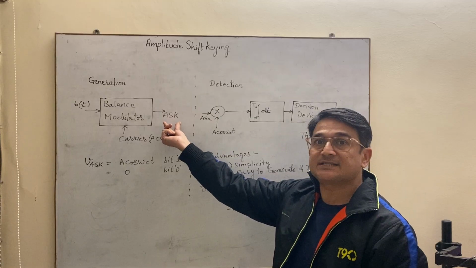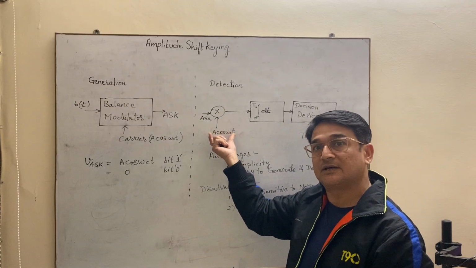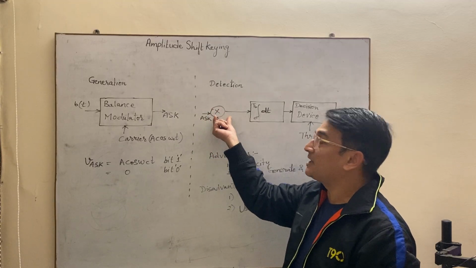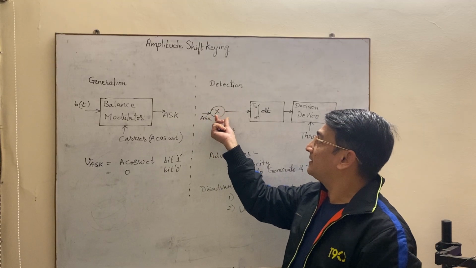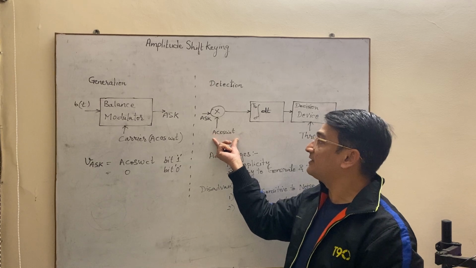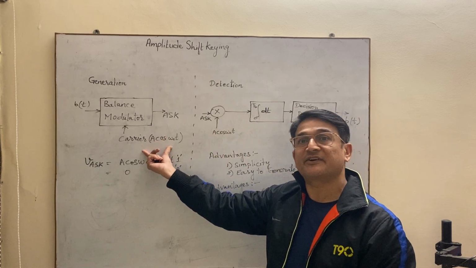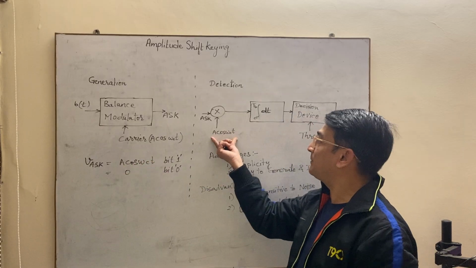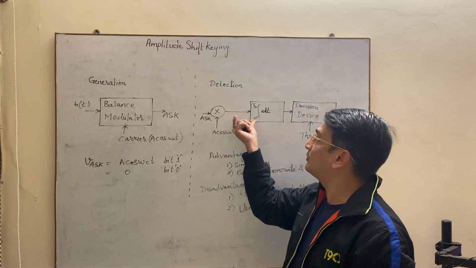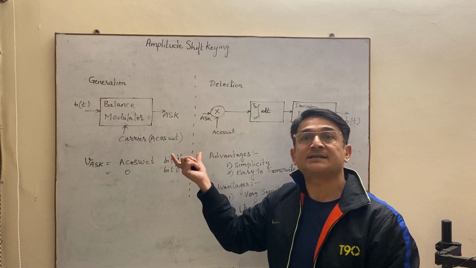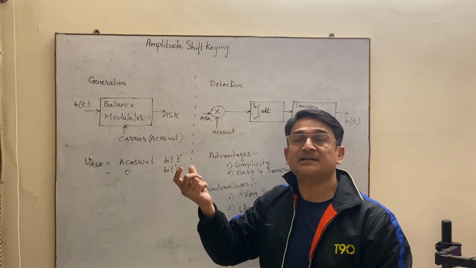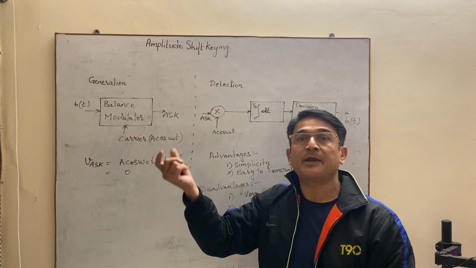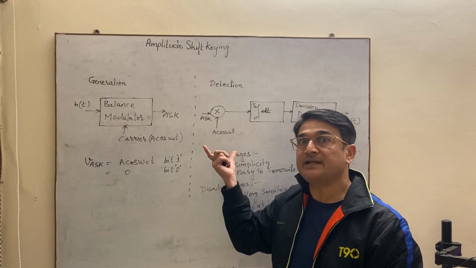When this ASK signal is transmitted towards the receiver, the receiver first receives this ASK signal, which is given to a multiplier circuit, and at the second input of that multiplier you give the same carrier which you used at the transmitting end. So this ASK signal, A cos omega Ct, will be multiplied with A cos omega Ct, which gives the output A cos square omega Ct. Then A cos square omega Ct can be written as A times (1 plus cos 2 theta) by 2, that is A by 2 plus A by 2 cos 2 omega Ct.